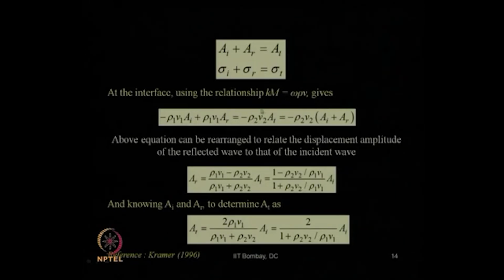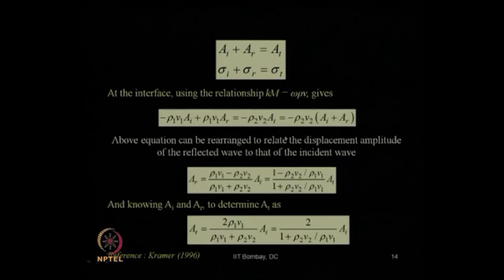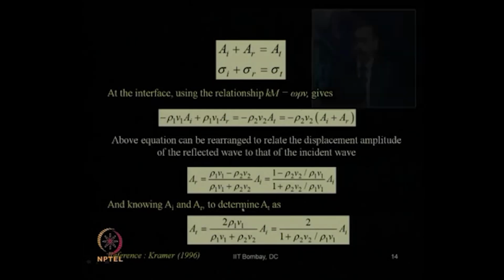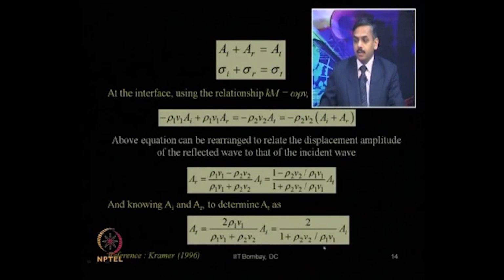If you put this simple relationship in this equation, then on further simplification you will get it like this. And knowing AI and AR, AT can also be determined with respect to AI in this form, because AR we have represented in this format. Hence, you can represent your transmitted wave amplitude also in terms of the incident wave displacement amplitude.